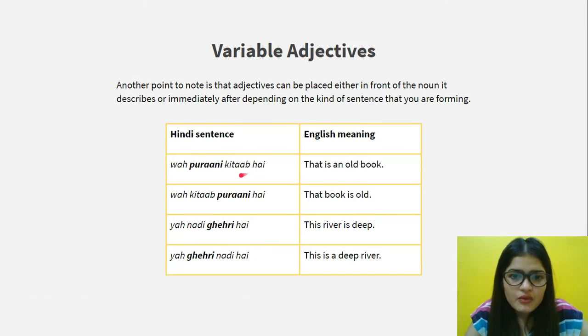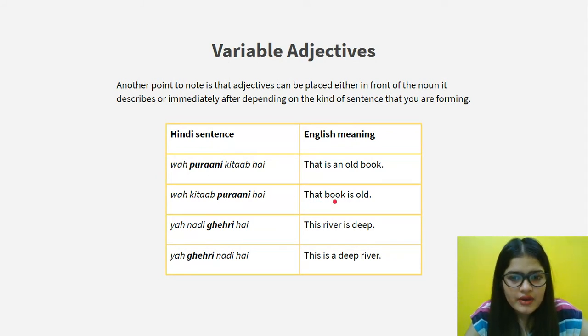In Hindi, in this sentence, we have added the adjective just before the noun. The counterpart for book, or the lexicon for book, is kitab. So, what we have done is kitab is after the adjective. Then: that book is old.